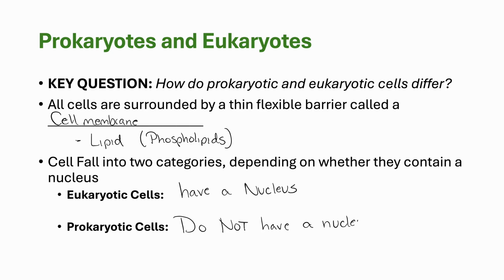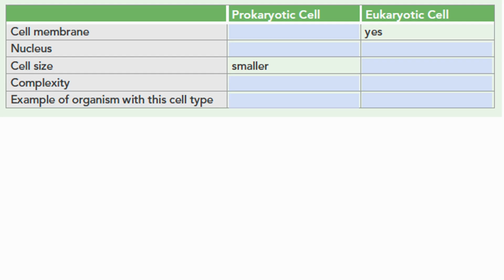So in other words, the DNA is just free floating on the inside of that cell. Again, they're usually smaller and simpler in nature, which we'll talk about on a later slide. So if we categorize some of these things, and we start with the prokaryotic cell, every cell has a cell membrane. So prokaryotic cells, those are found there.